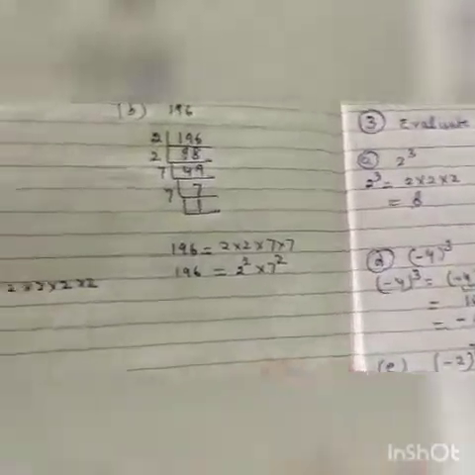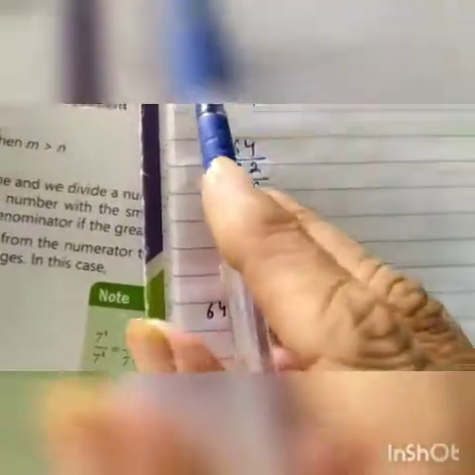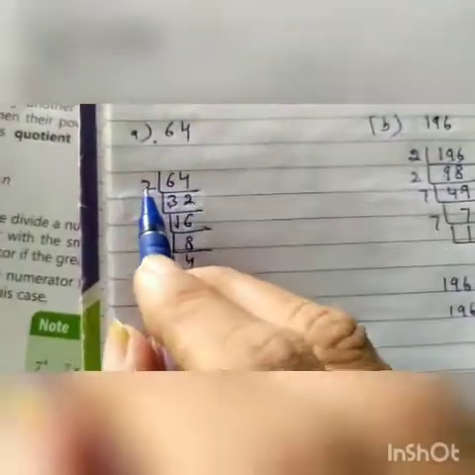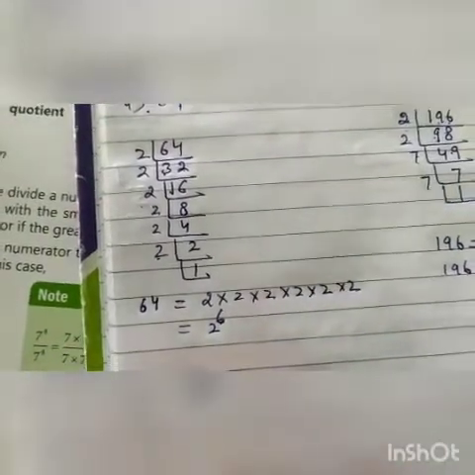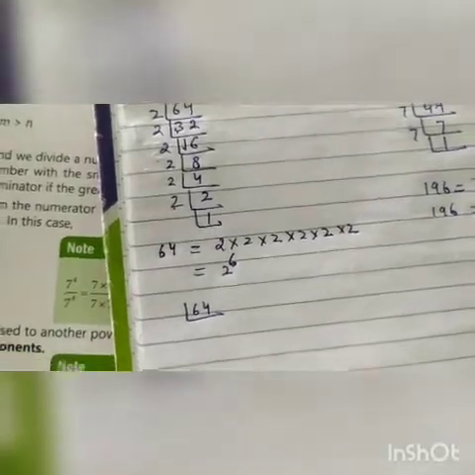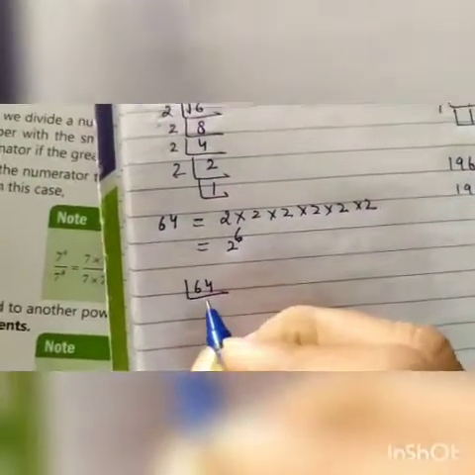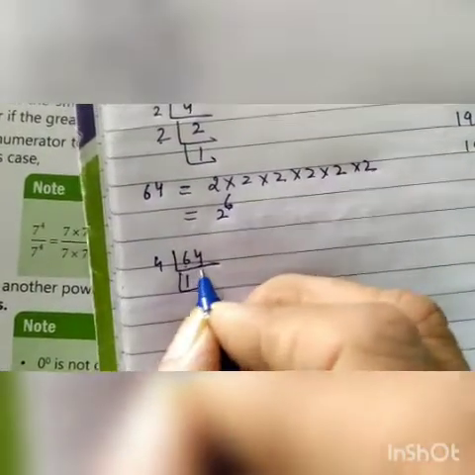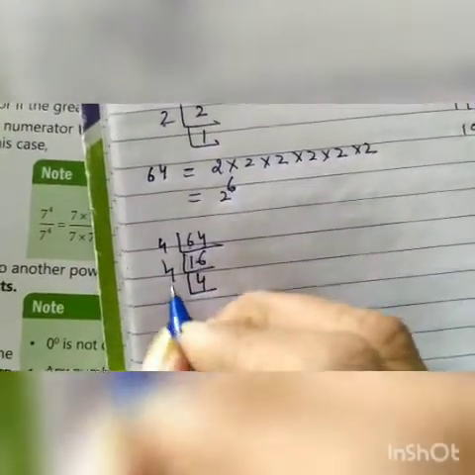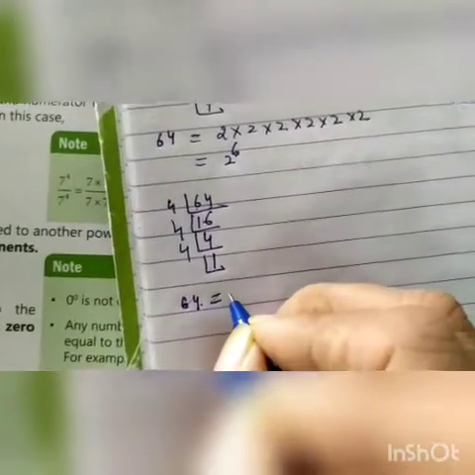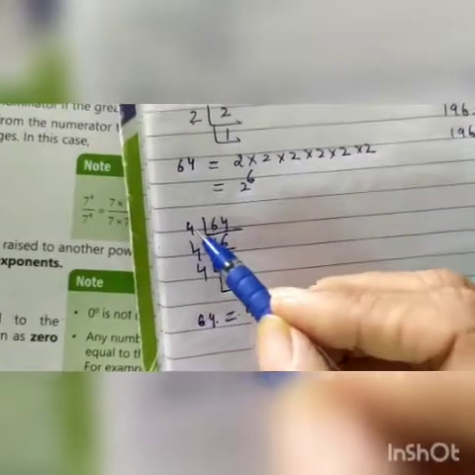So students, this exercise 4A is completed. I want to tell one more thing here in second A part. Here I have done prime factors of 64 by 2, then we get 2 power 6. If we do it by 4, we cannot say prime factors because 4 is not a prime number. If we divide 64 by 4: 4 1s are 4, 2 remainder, 4 6s are 24, 4 4s are 16, 4 1s are 4. So 64 can also be written as 4 power 3, because we are getting 3 times 4.